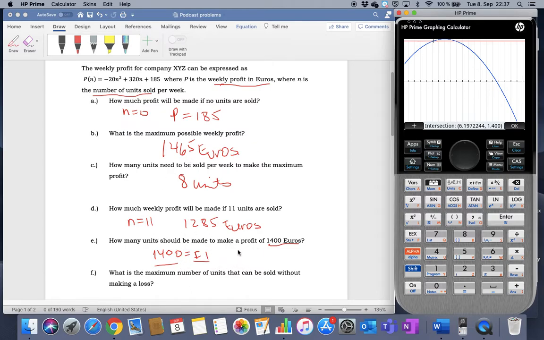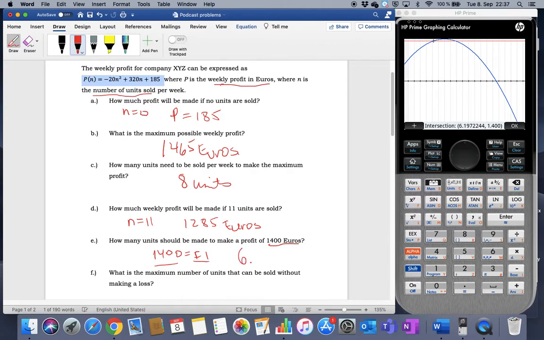So if we make 6 units, will that be enough to make 1400?